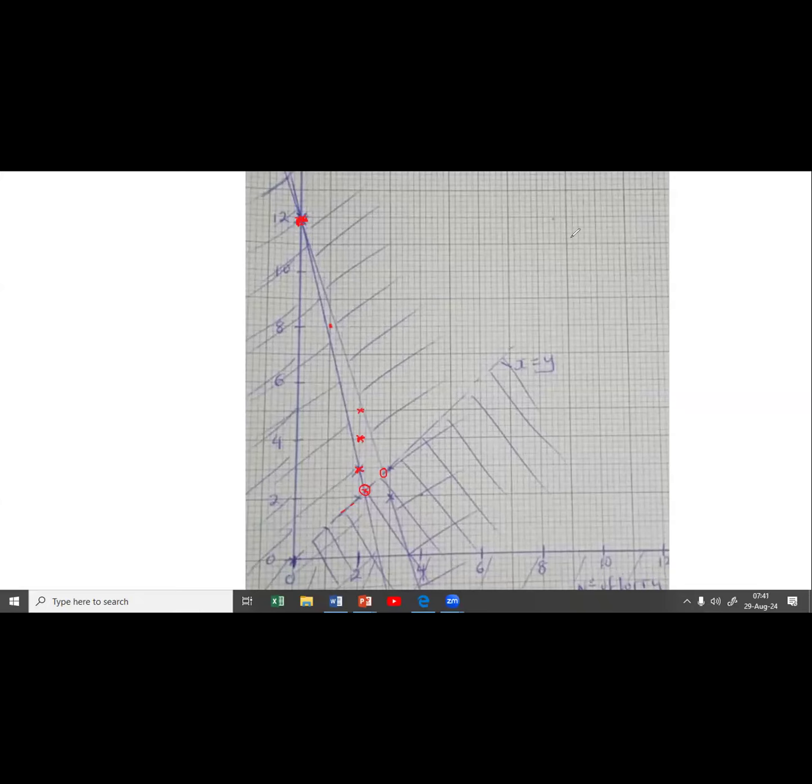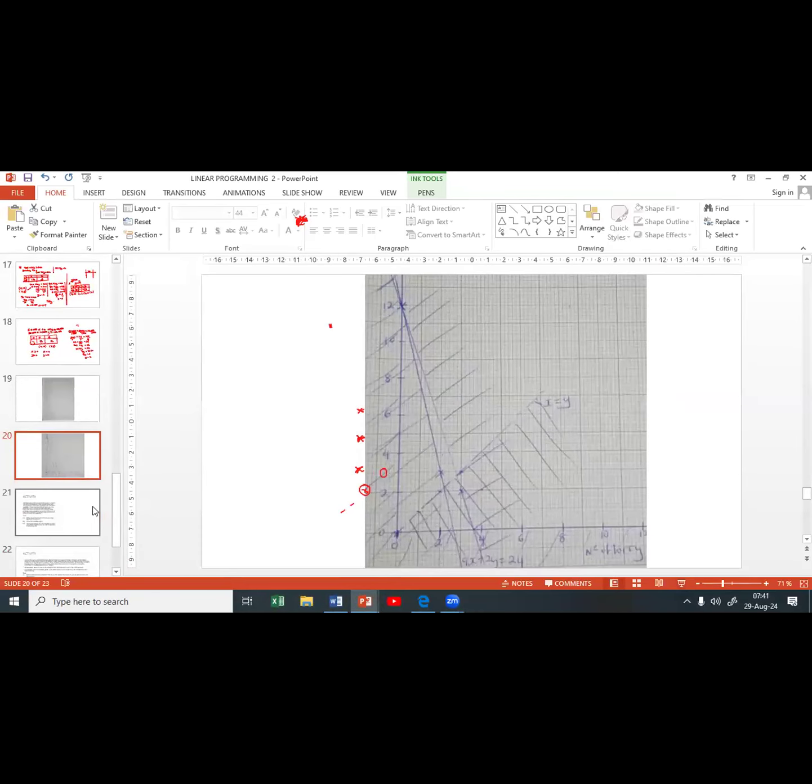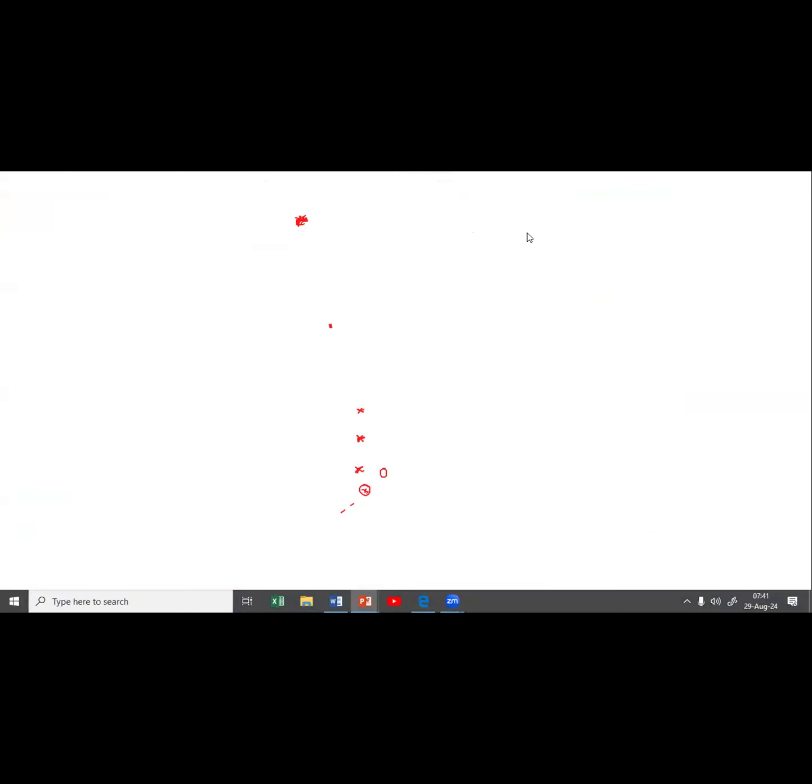Now, after reading off those points, what are we going to do? I'm going to take you to another screen. After reading off those points, read off all the points the way we have obtained them here. Now I'm going to come and draw my table. I draw a good table.